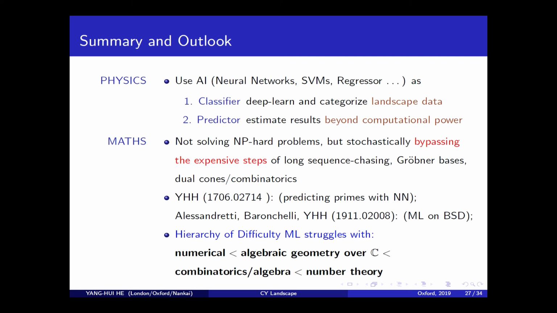And more recently, I was working with two card-carrying data scientists, Laura and Andrea, on trying to see whether machine learning can handle an intermediate problem. The Birch and Swinnerton-Dyer conjecture is somewhere in between analysis and number theory. How do machines do that? Here it's not as bad as primes, where you get 50-50. It's marginally better, like 51% of the time you actually get a correct answer, because it's somewhere in between.